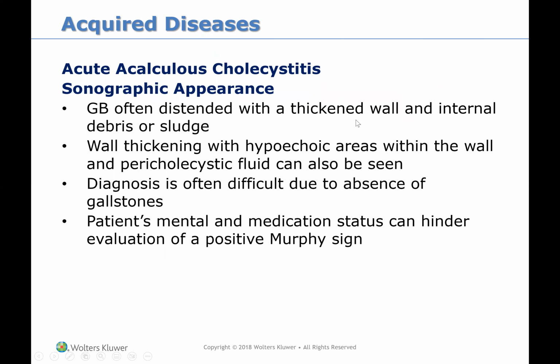The gallbladder is going to be distended and have a thickened wall with internal debris and sludge. Wall thickening with hypoechoic areas within the wall and pericholecystic fluid can also be seen. Diagnosis is often difficult due to absence of gallstones. But you should still always be measuring the wall, and if it's greater than 3 millimeters, it should be a consideration that there's some kind of infection, whether or not there are gallstones.